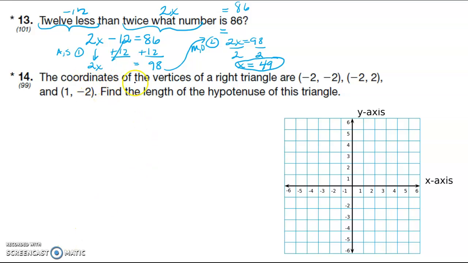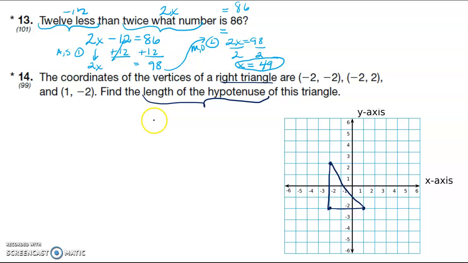Okay. The coordinates of the vertices of a right triangle are -2, -2. So let's see, -2, -2. There's 1, -2, 2, -2, 2, and 1, -2. So this is what the triangle looks like. And it says find the length of the hypotenuse.